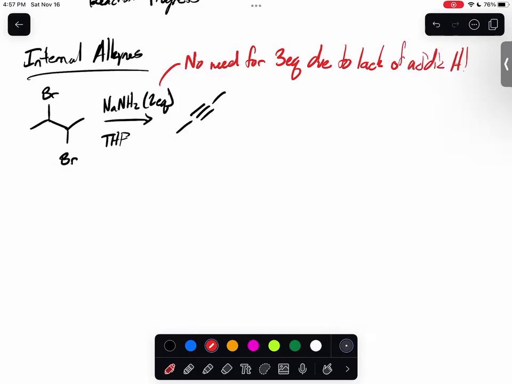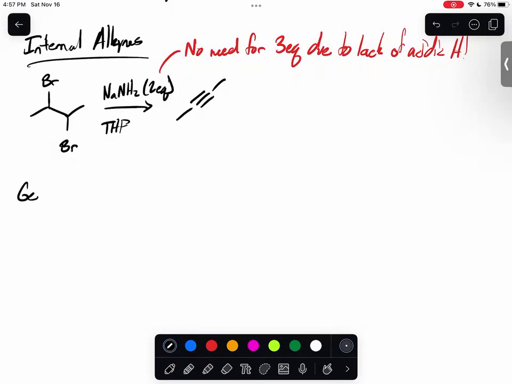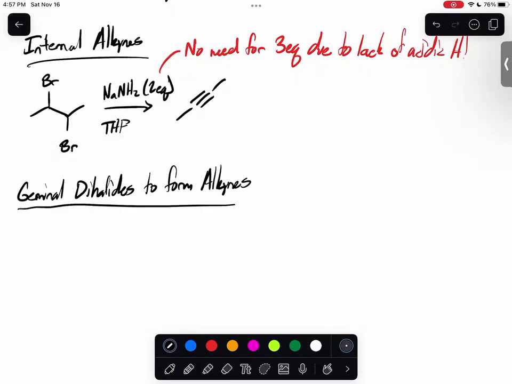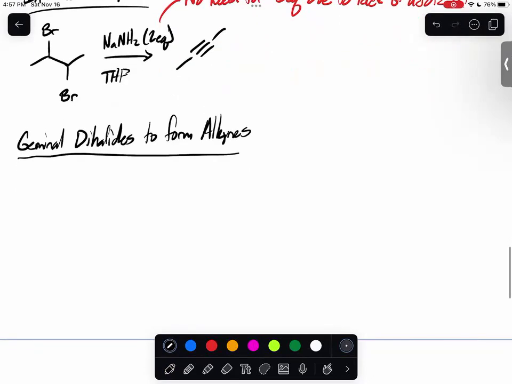Okay. Now then, one other thing that we have to keep in mind is we can also have geminal dihalides to form alkynes as well. It's the exact same mechanism, but rather than having what is vicinal, where they're on two separate carbons, we have them geminal, where they are on the same carbon. So you can imagine that if we were to take something like this dihalide and use two equivalents of sodium amide, we would also end up forming an alkyne, right?